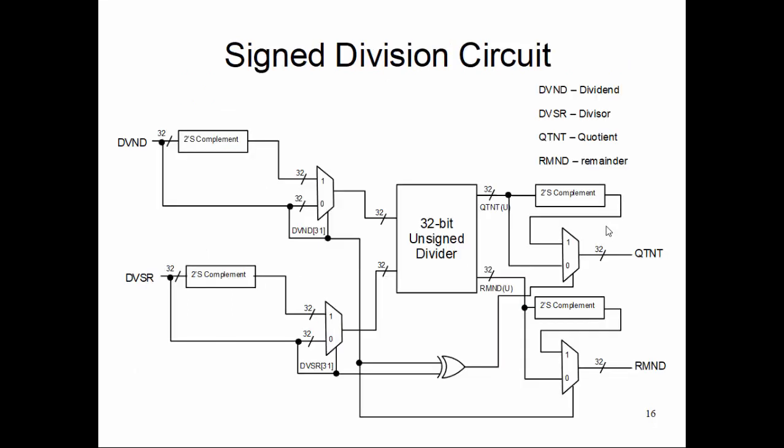Now let us look into the signed division. Whatever we have discussed so far is unsigned division, and that's the circuit. In signed division, we'll take the same strategy as we did in the multiplication. In a similar way, we pick up the value of the dividend and divisor irrespective of its sign.